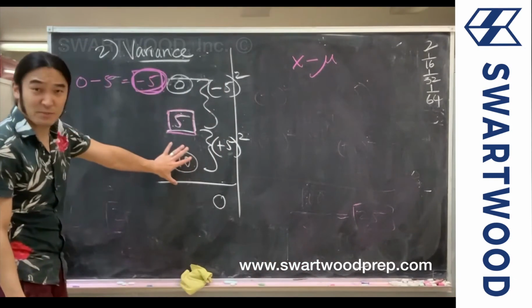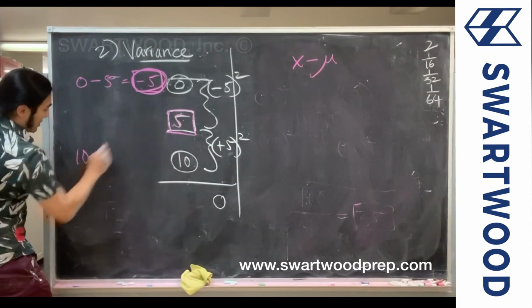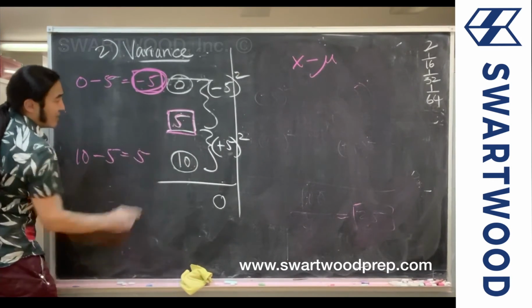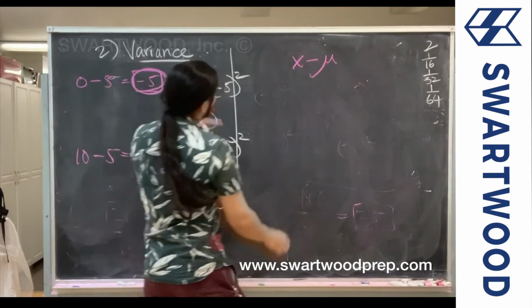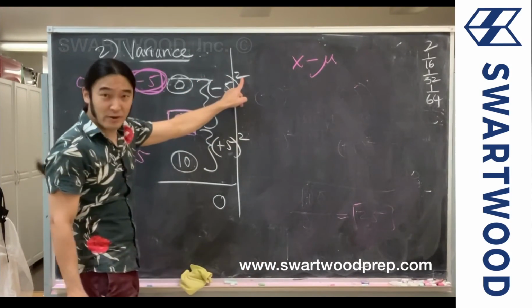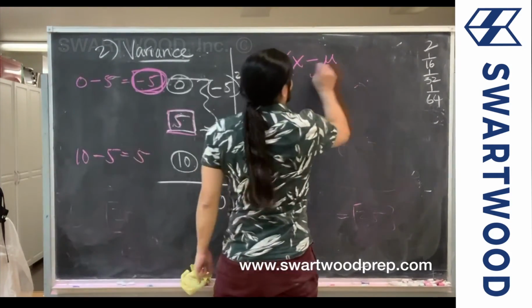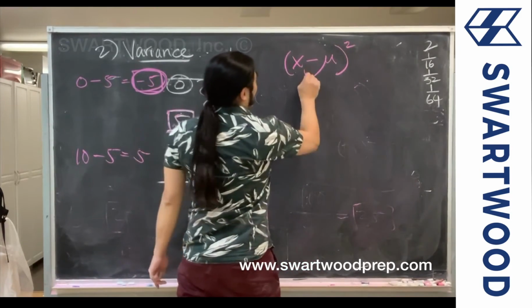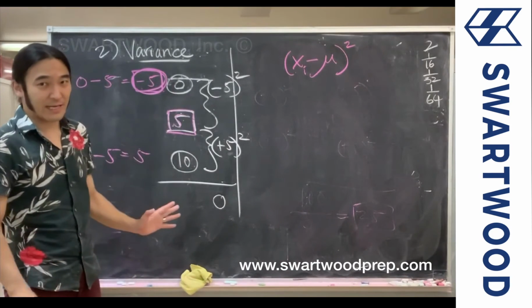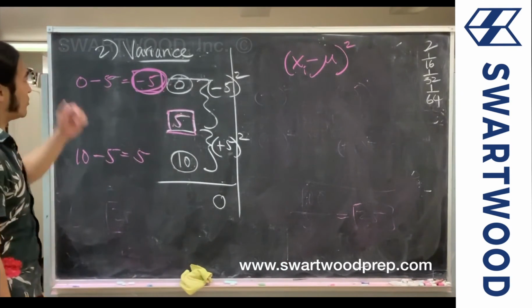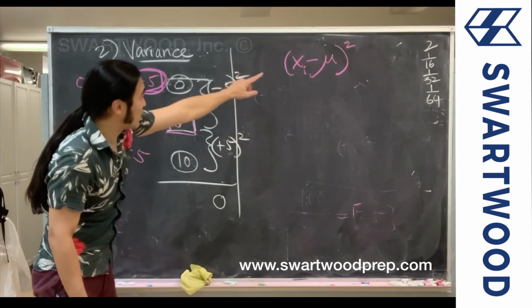Does it work over here? Absolutely. You take your score of 10, you subtract the mean, and you get 5. That tells you your score of 10 is 5 above. Okay, but you know what we did? We didn't just take these scores, we squared them, right? So we need to square the scores. And we can do this for score number 1 and score number 2, so we have (x_i minus the mean) squared.